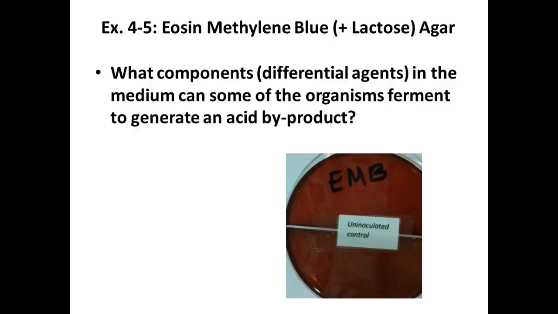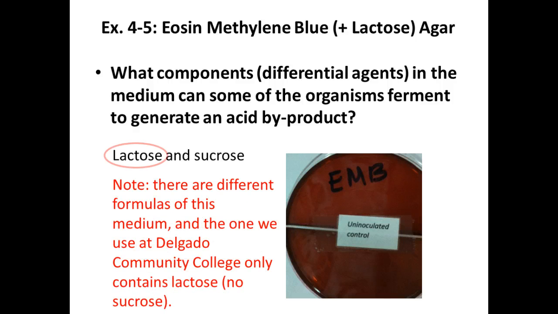Then the next question is, if it grows, what is it fermenting? Well, I already said lactose, right? That's what's going to give us the differential. So typically your book says lactose and sucrose, but the formula we use in lab, as I said, is just lactose. So they only have one sugar choice.